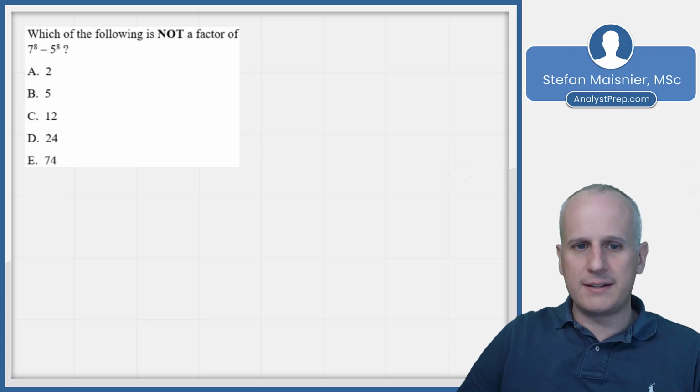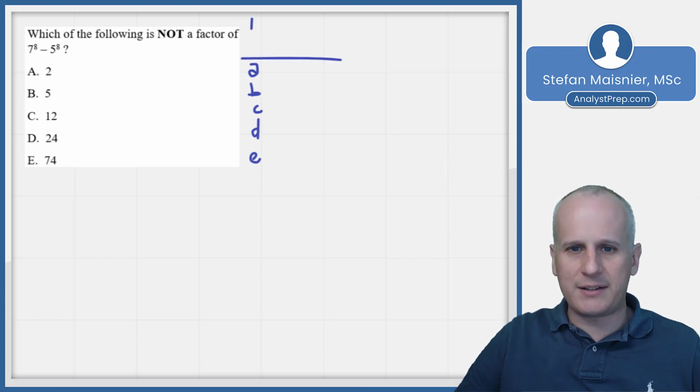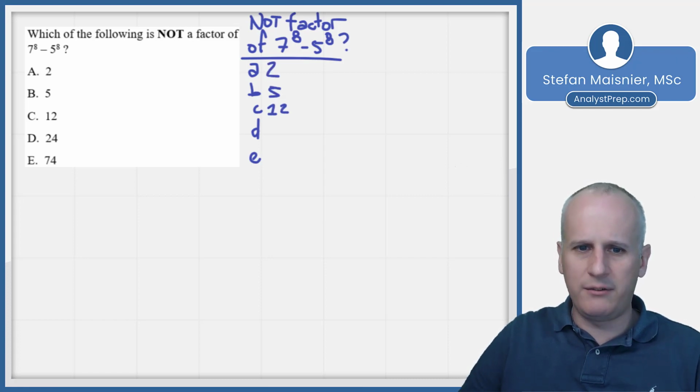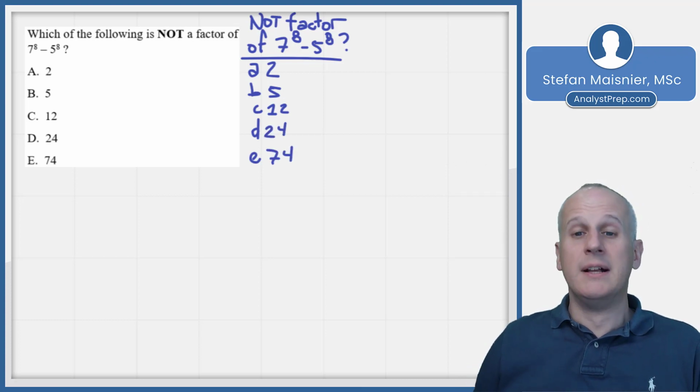So setting this up, we got A, B, C, D, E, put a little line over top, and we're being asked for the interesting question of, or the interesting value of, not a factor of 7 to the 8th minus 5 to the 8th. And we got real numbers: 2, 5, 12, 24, and 74.